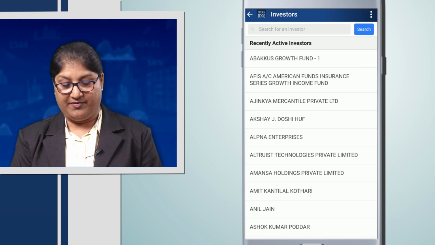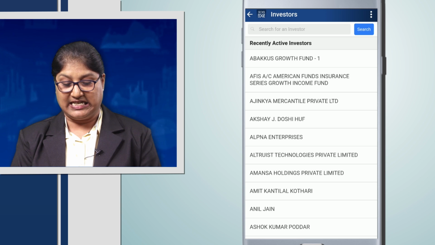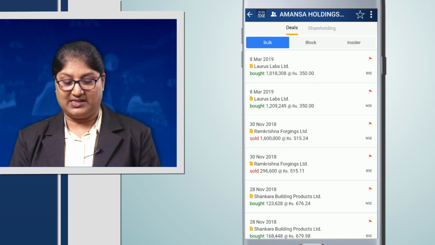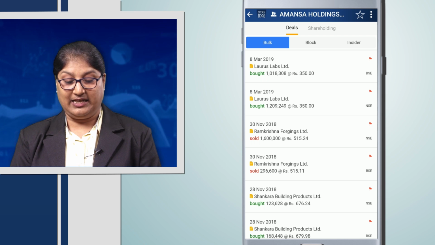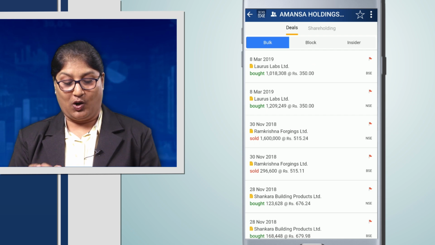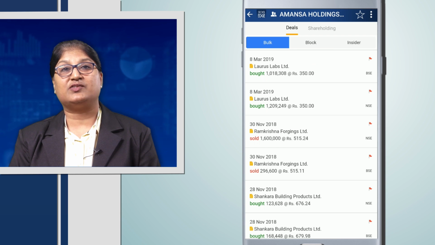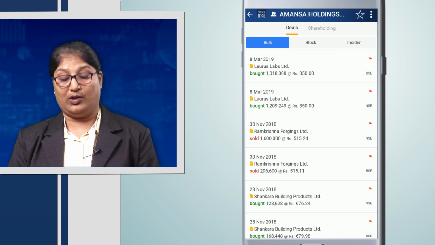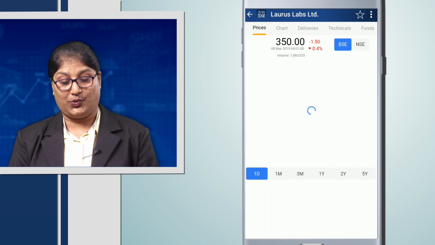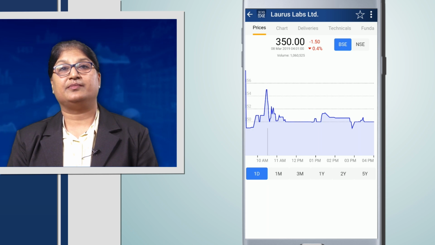Under these investors, we can see the recently active investors. Suppose I want to know what Amansa Holdings bought. So this is the bulk deal that they did on 8th March, and no block deals were found. This will give you the data by default. When you click on the stock, it will by default take you to the chart like this.